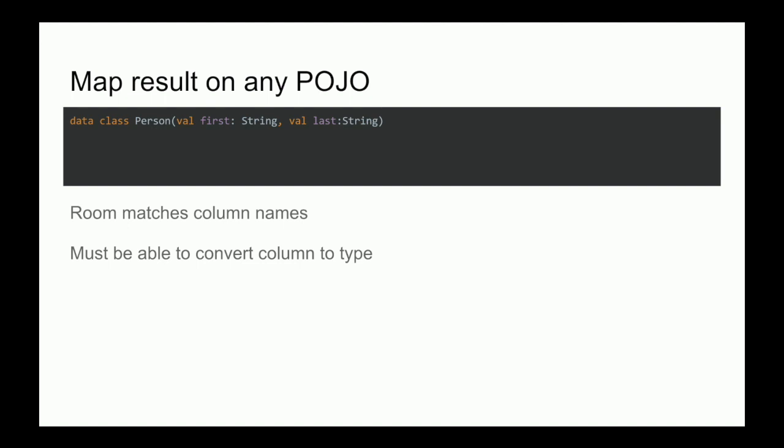So, but this shows that this is just a simple object. This is not an entity. It's not annotated with entity. So you can query anything out of a table and map it on an arbitrary object. This also means that you can do complex joins if you want to be that way. I don't personally like joins that much, but you can do this. The only requirement is that Room needs to know how to convert it and needs to be able to map the column names.